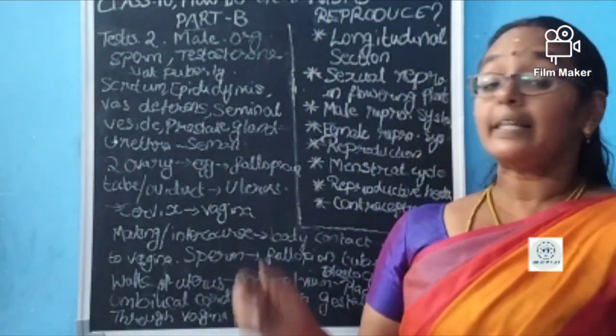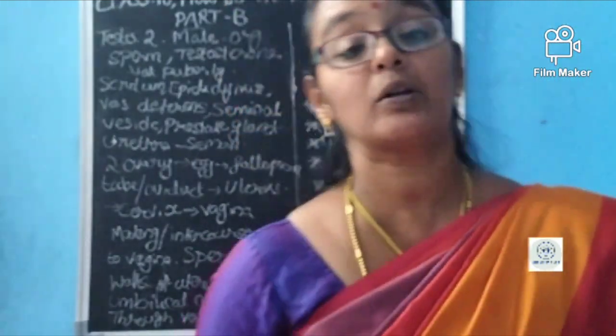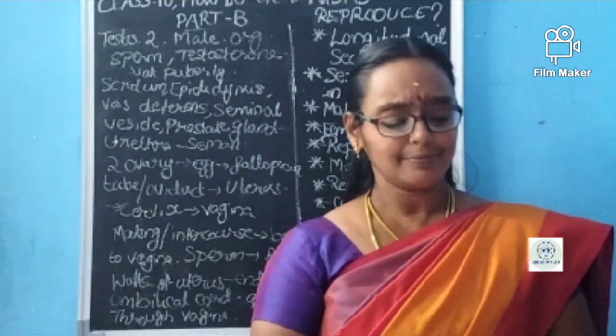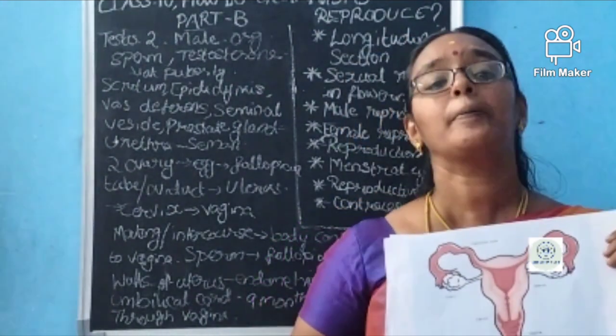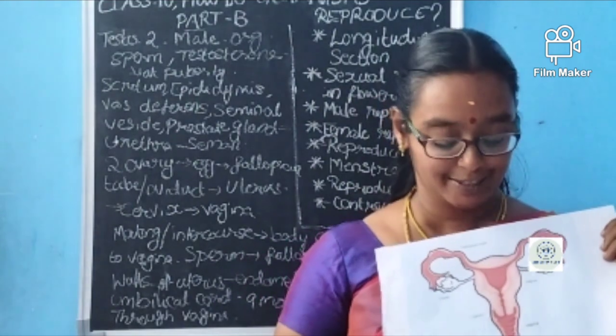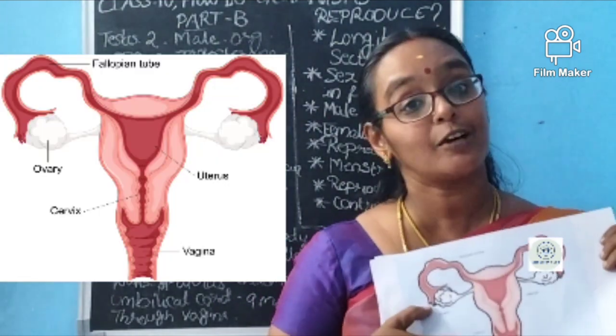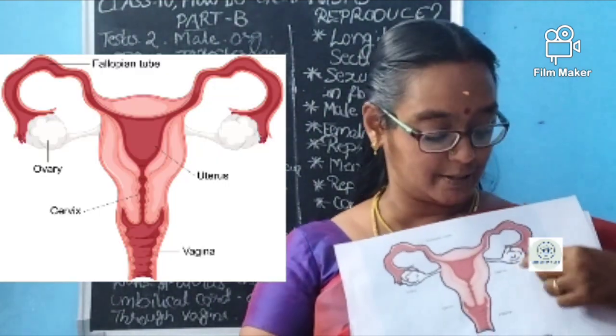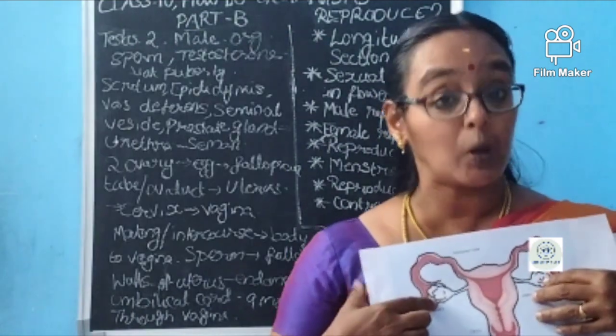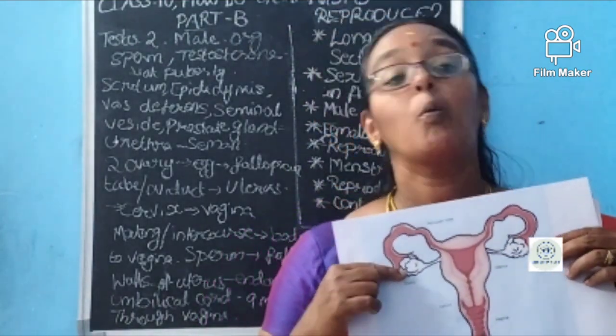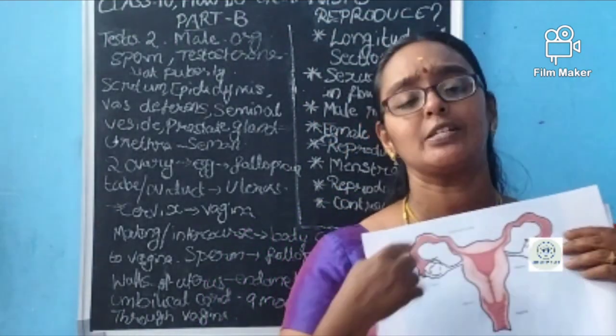Then we have to see the female reproductive part. It is the one which you have been studying from the 8th standard itself, isn't it? How many ovaries are there for the female? Two ovaries are there, here one, here one. From the ovaries, once in a month, one egg is released from any of these ovaries.